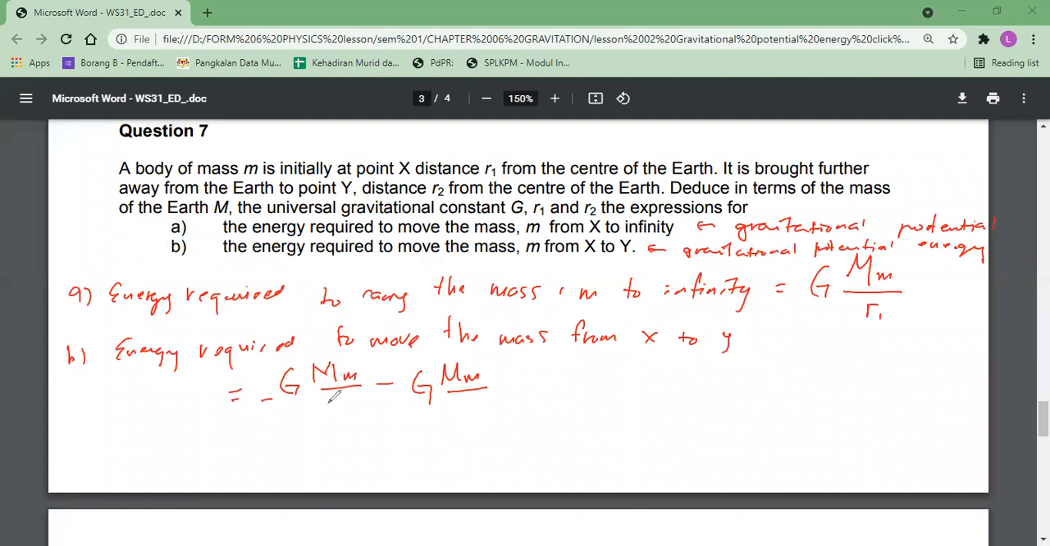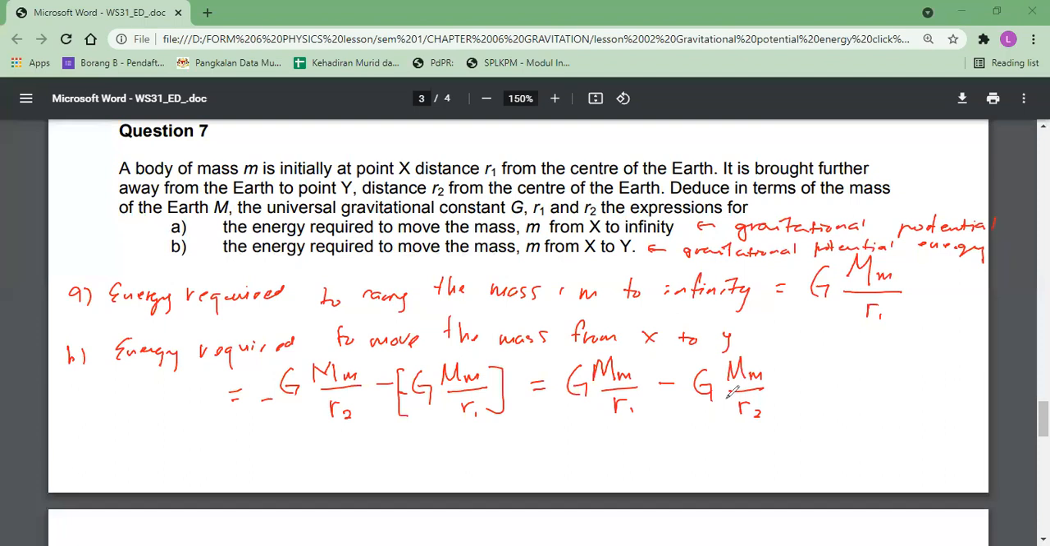Equal to negative. In this one will be final. Final is R2 minus R1. So this will show that it will be equal to GM over R1 minus GM over R2, sorry. So this means that initially it should be like that, but after we rearrange, it becomes like that.